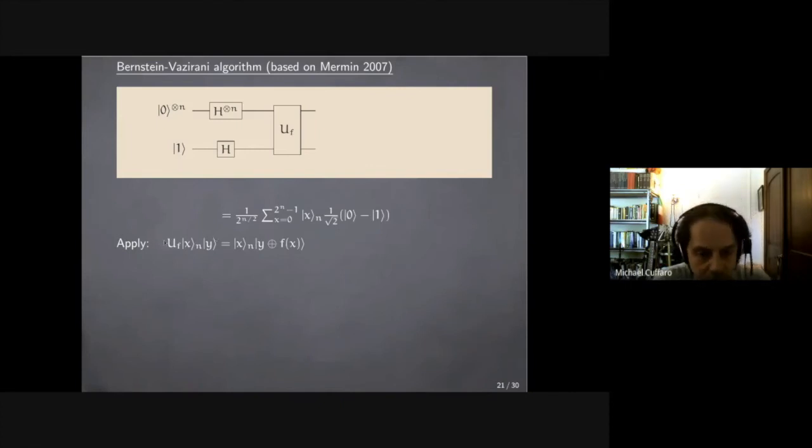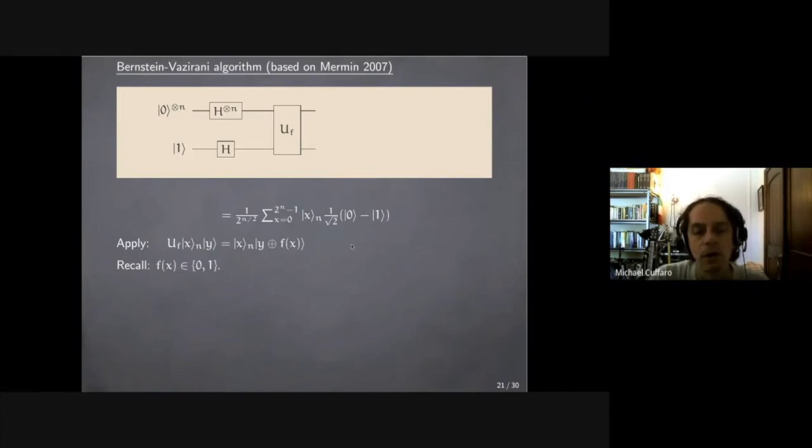We apply this. So here, when I have this xn here, just for clarification, what that means is that this state is a state of n qubits. Okay, so now we apply the unitary transformation to this big tensor product state. And what that does is it leaves the xn unchanged, but it takes y and it takes the exclusive OR of y with the result of applying the function to x.